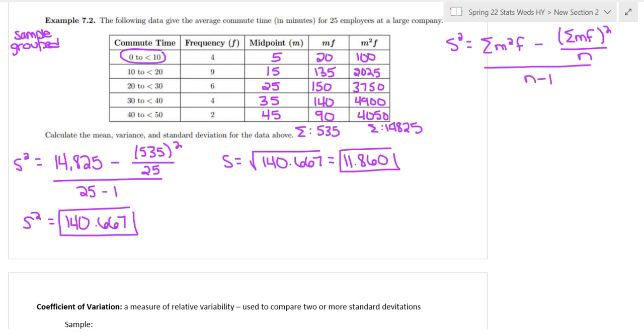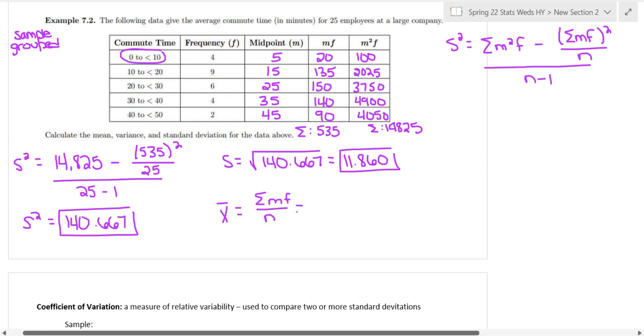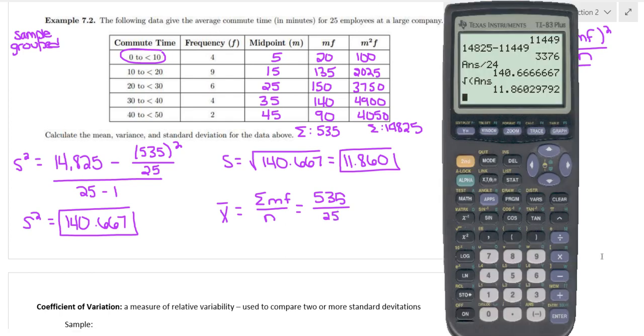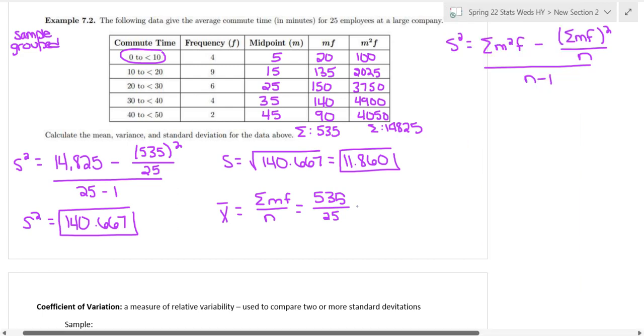And then I think I also wanted the mean. So remember the mean, that's x bar. That's the sum of the midpoint times frequency over the sample size. So we had already found that as 535. So it's 535 divided by 25. So 21.4.